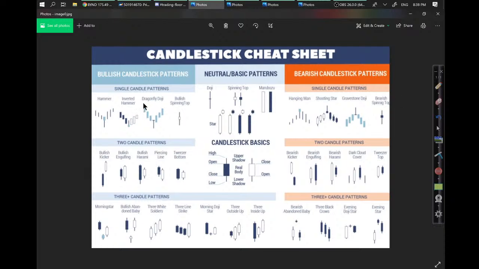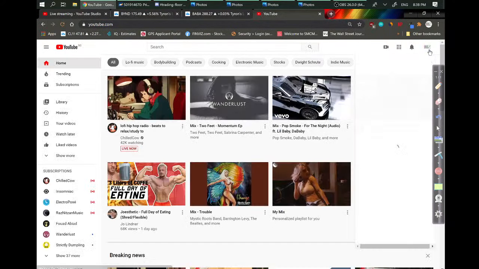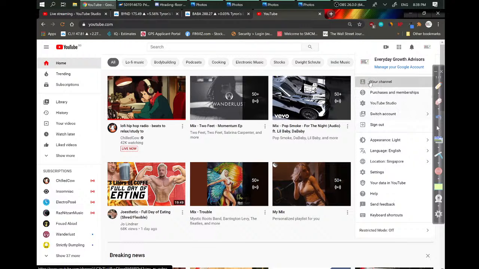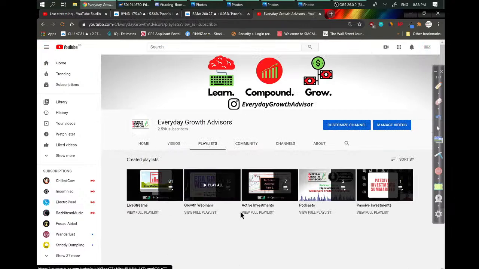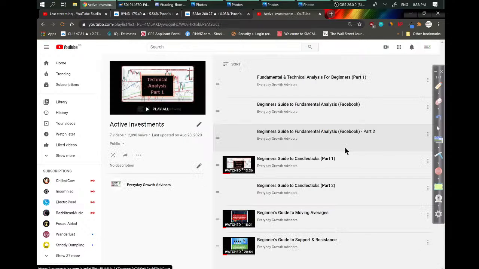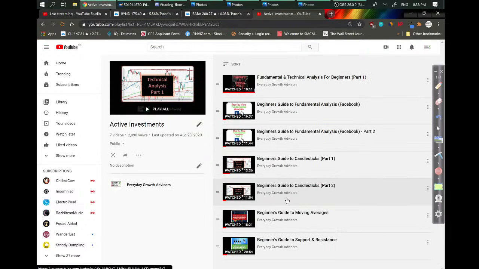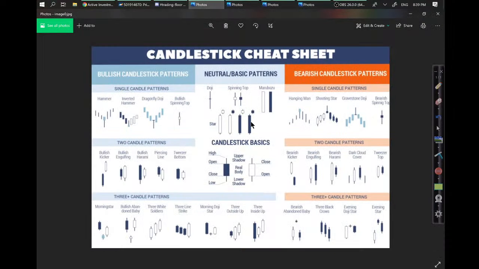So bullish candlestick patterns are usually like so. You have a bunch of these, right? If they're a single candlestick, and by the way, if you don't know about these, I have an entire video series that is dedicated to this, okay? If you go to my YouTube channel, you go under my playlists, okay? You go under active investments right here. I have done 2 videos, Beginner's Guides to Candlesticks, 1 and 2, that go over this in detail, okay?